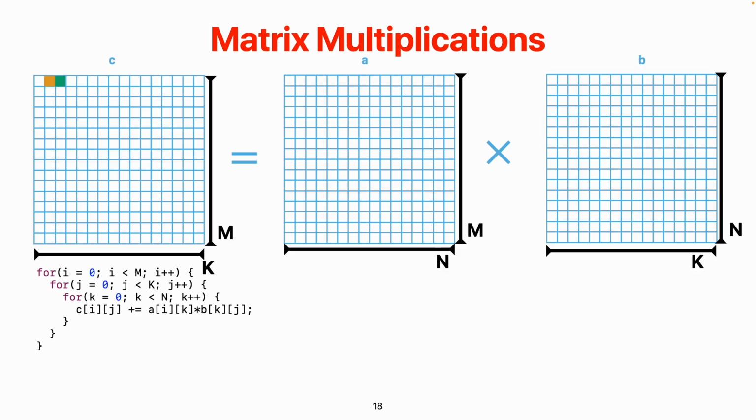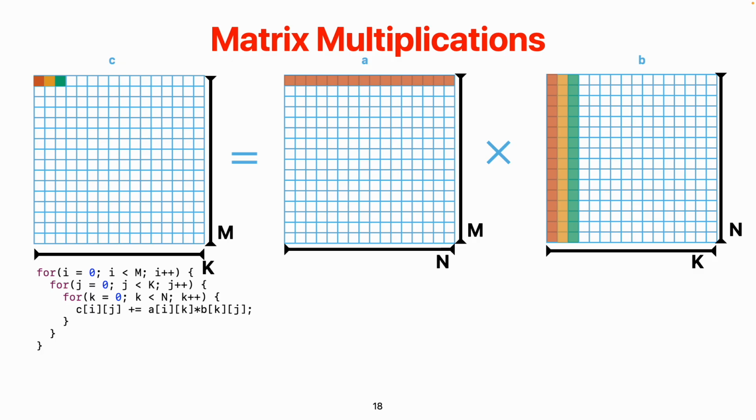How many rows or columns can we store in a cache? 3. Is that enough? Not at all. So what's the majority type of misses here? Capacity misses, right? So here's the thing.